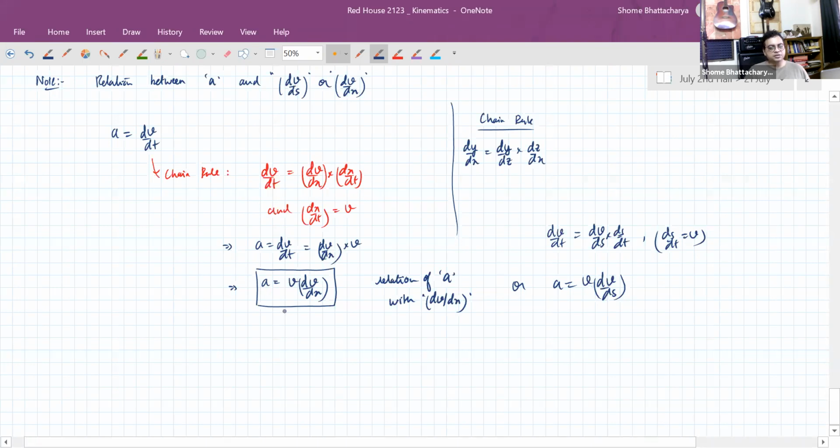So we will see the application of this also when we come to the numerical problem solving part. But this is just to understand over here how we can make use of chain rule to find out the relation between acceleration and dv by ds or dv by dx, as may be the case.